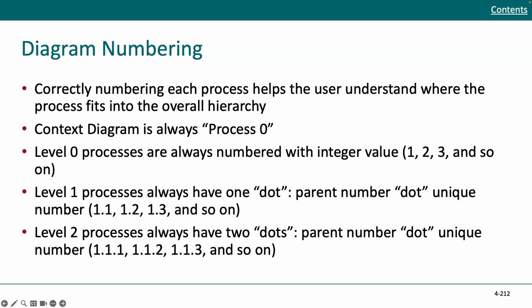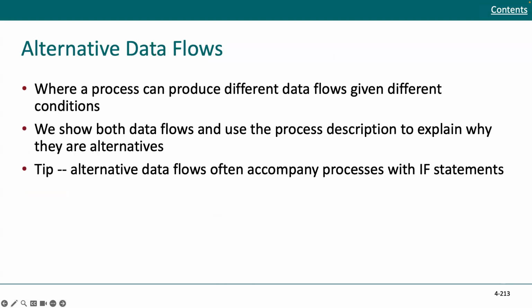In terms of numbering, we want to have that laid out. So correctly numbering each process helps the user understand where the process fits into the overall hierarchy. So the context diagram is always process 0. Level 0 processes are always numbered with integers. Level 1 processes always have a dot, so 1.1, 1.2. Level 2 processes have 2 dots, so 1.1.1, for example, and that would be the numbering scheme we'd be using there.